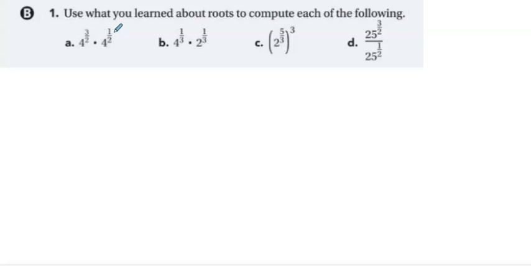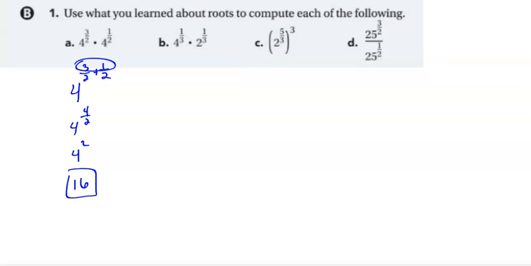So we got 4 to the 3 halves times 4 to the 1 half. Again, you're multiplying, so you keep your base and you add your exponents. So this is simply 3 plus 1, which is 4, keeping my denominator, which is just 4 squared, which is just 16.